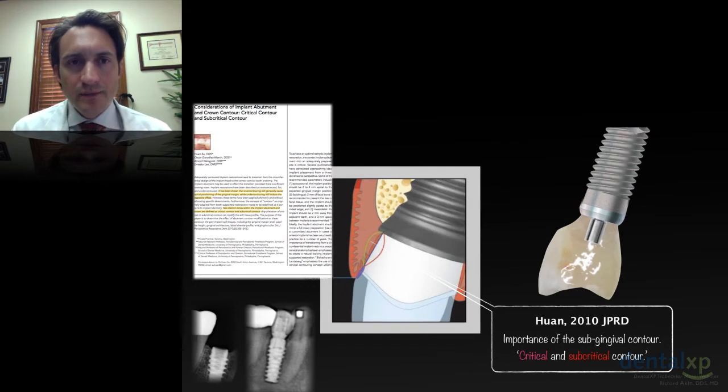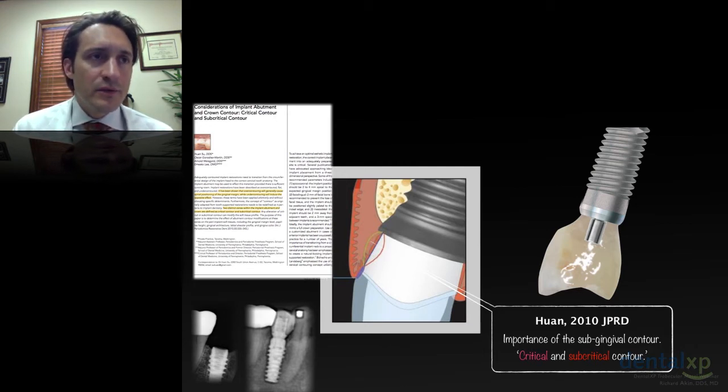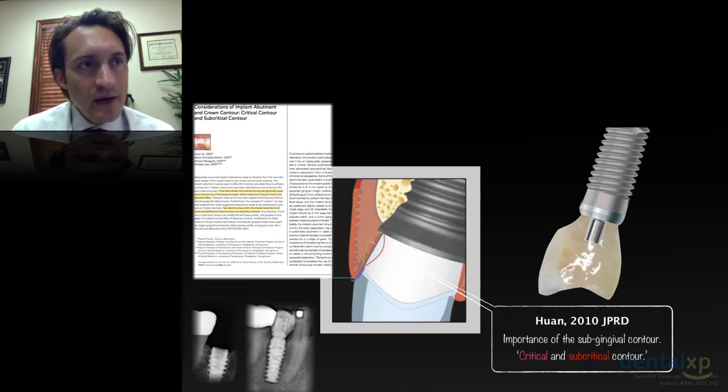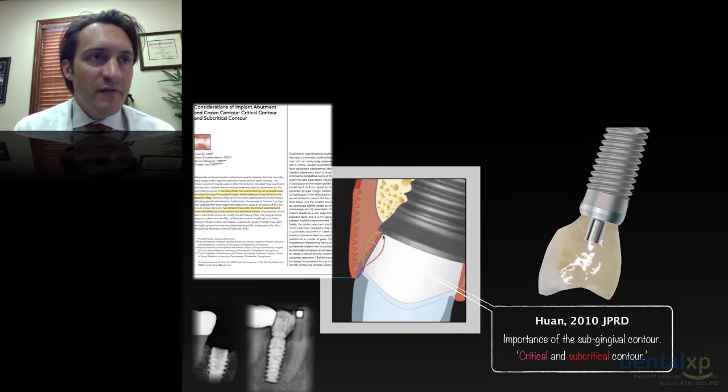Let's look at this study briefly. In this paper, Dr. Hahn talked about in the JPRD in 2010 the importance of the critical and subcritical contours of the provisional, and this being a very critical area here. Now these areas are also critical, and these areas along the paddle, like I said, non-critical, but we need to provide for that soft tissue support like I had discussed, and we need to make sure that we have either a flat or a concave subgingival surface of the provisional.